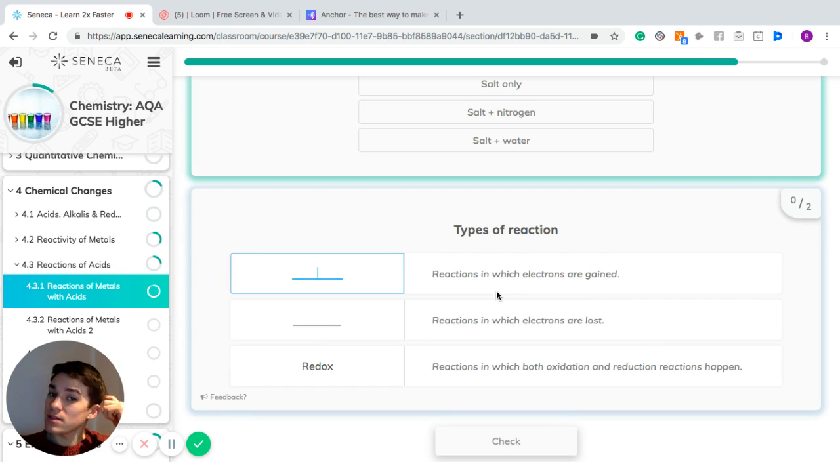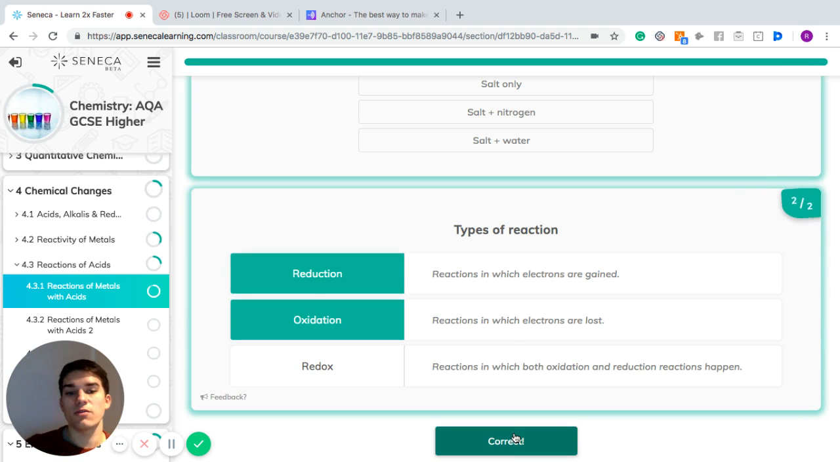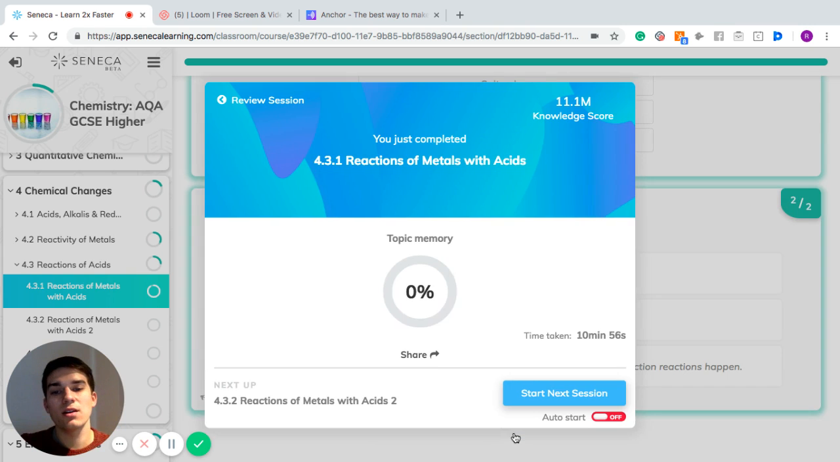Remember, this is similar to what we just talked about. Reactions in which electrons are gained, that would be reduction. And reactions in which electrons are lost is oxidation. Reactions in which both oxidation and reduction happen, that is redox.